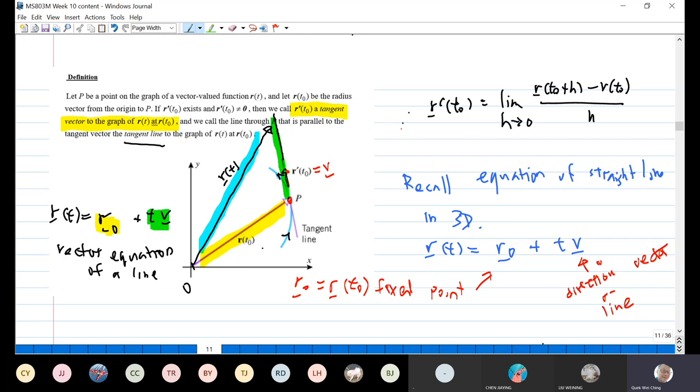So you know the equation of a line has two or three forms actually. You learned one of them, this vector equation. There is also the parametric equation, if you want. When you write them in parametric form, you use x, y and z.